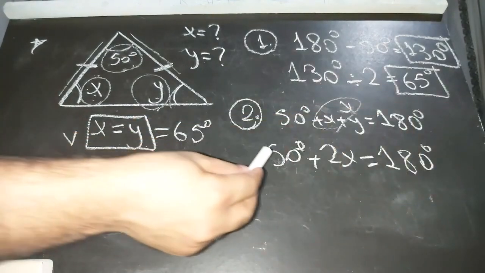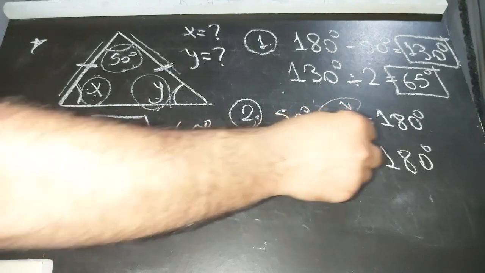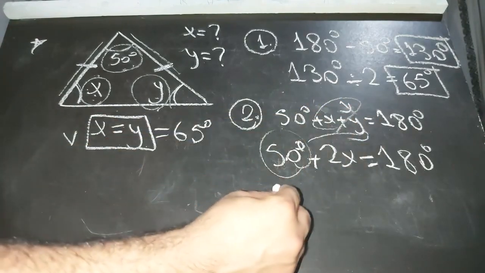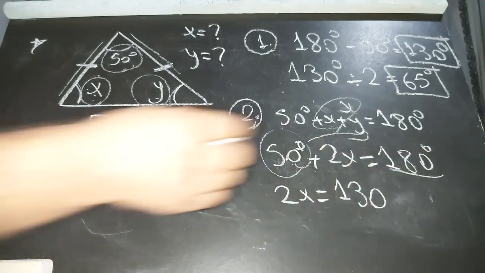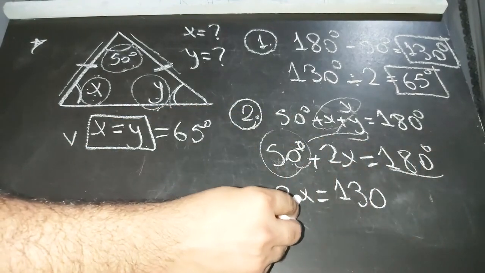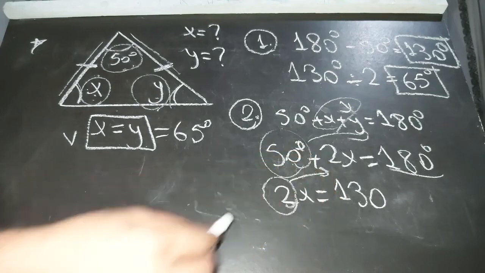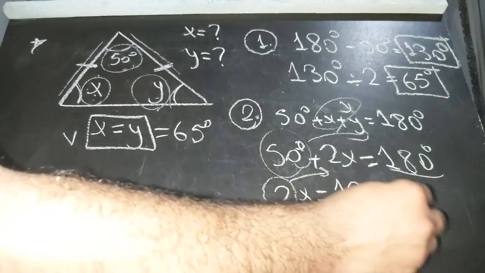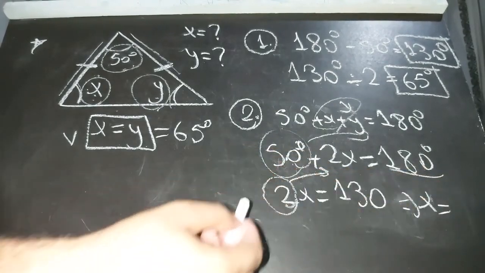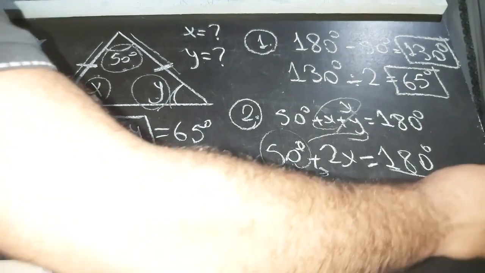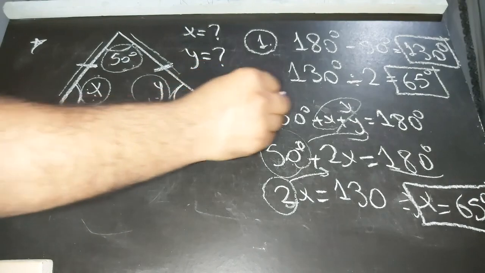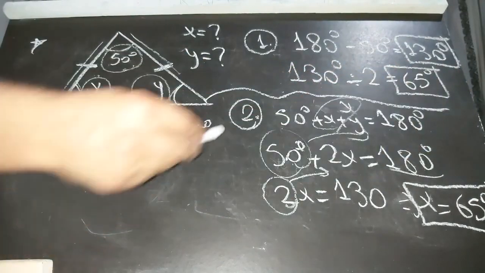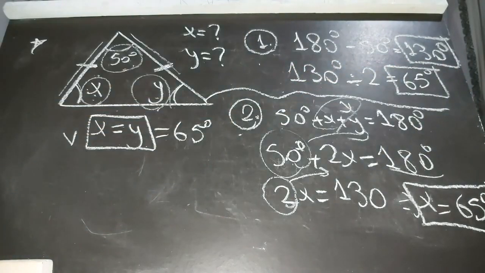So now I will leave the unknown alone. This 50 goes to the other side as negative. 2x equals 130, 180 minus 50. This is multiplication, so it will go to the other side as division. x will be 130 divided by 2, which is 65. See, I got 65 there and there too. It is up to you whether to use this or this. Right, now let's pass to solve another question.